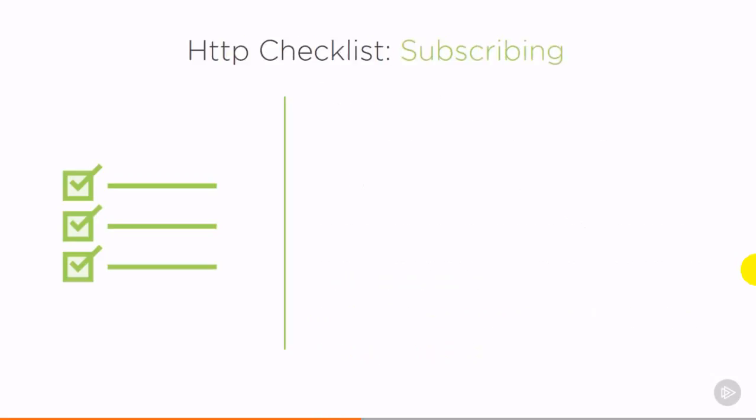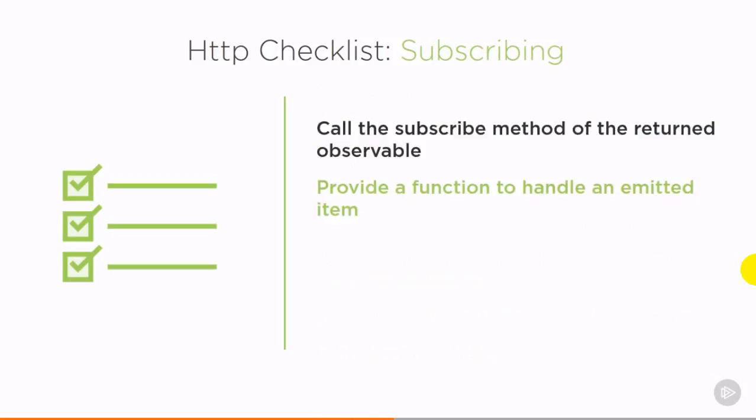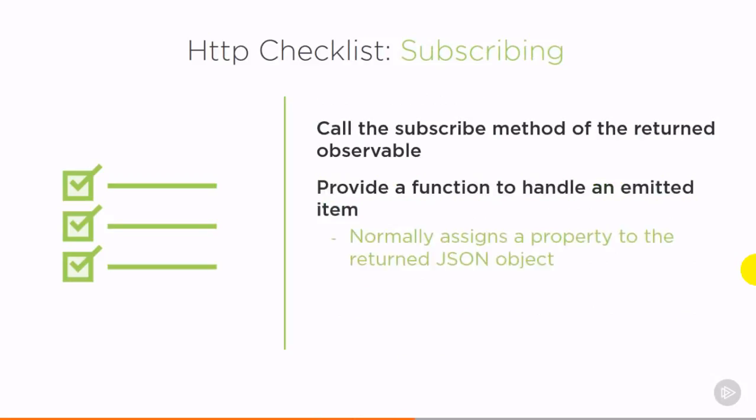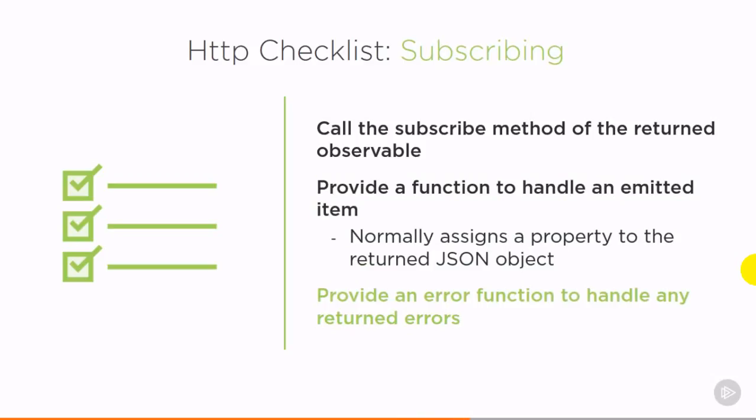In any class that needs data from a data service, call the subscribe method to subscribe to the observable. Provide a function to execute when the observable emits an item. This often assigns a property to the return JSON object, and if that property is bound to a template, the retrieved data appears in the view. And add an error function to handle any returned errors.